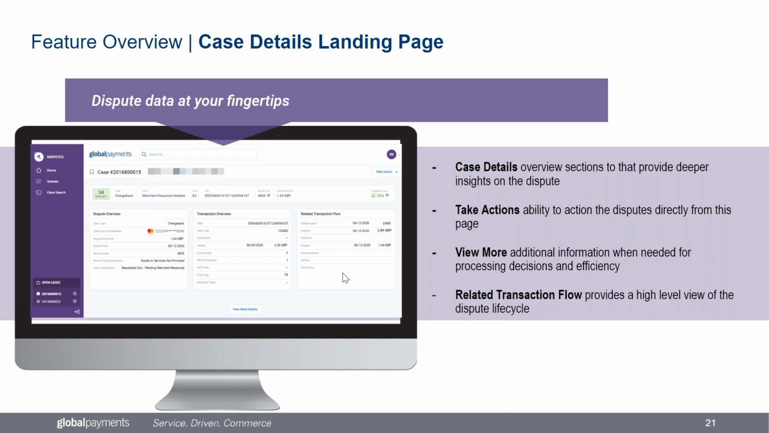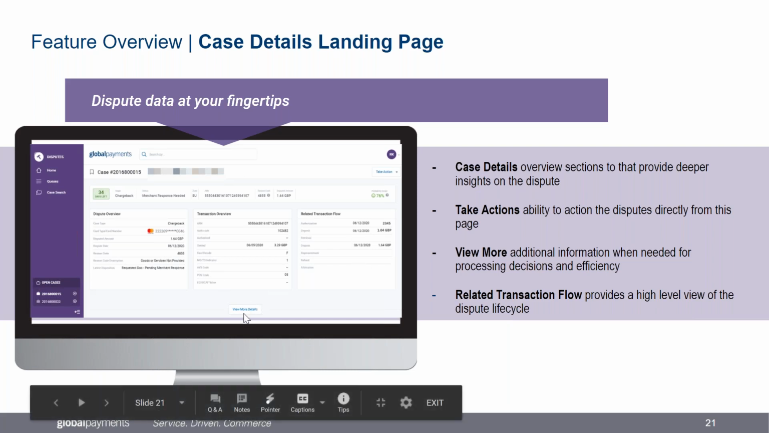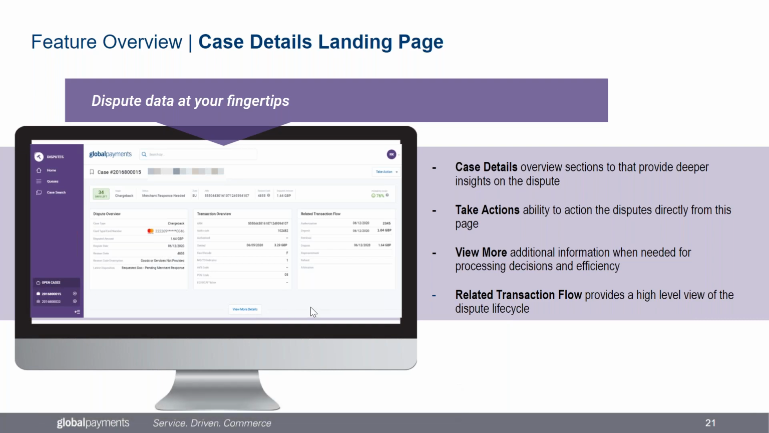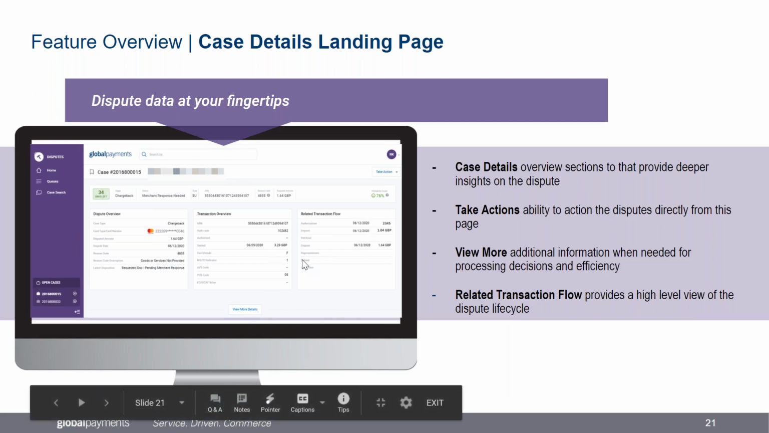We have the related transaction flow. So this is a high-level dispute life cycle of this particular case. So we're going to tell you when it was authorized, when it was deposited, if it was a reversal, if it came in as a chargeback, if it was represented, refunded, or if it turned into an exception item such as an arbitration. So we're giving you a lot of information here. You're also able to click View More Details and see additional information about the case. So there'll be a slide out panel that comes out that you'll see more detail related to this particular case.